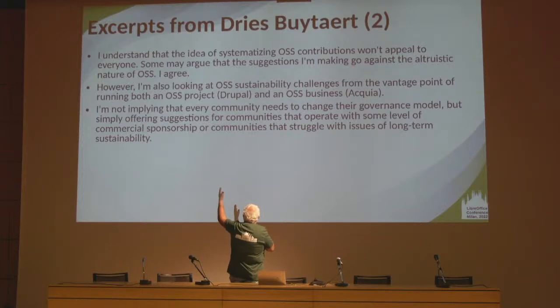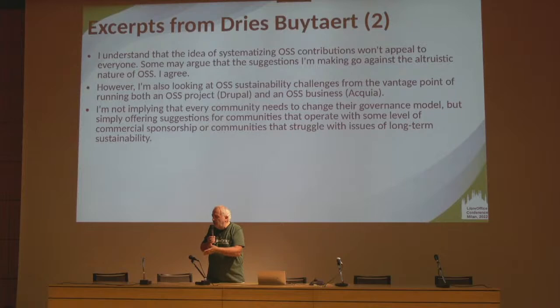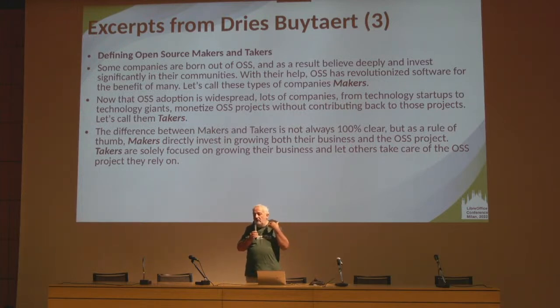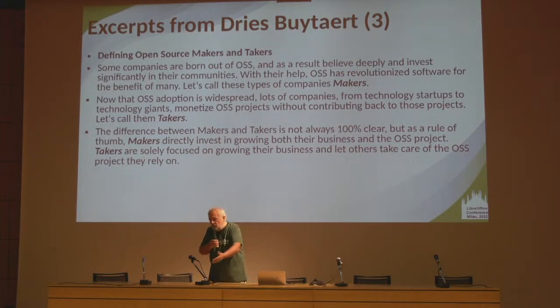So he talks a little bit about this, and of course says, I'm not saying that every community has to change the model, but there is a point where you have to think seriously about the model. And then he makes what I think is a really interesting, important definition. He makes a distinction between makers and takers. So makers are the companies that are born, of course the open source project, but also the companies that are born out of open source.